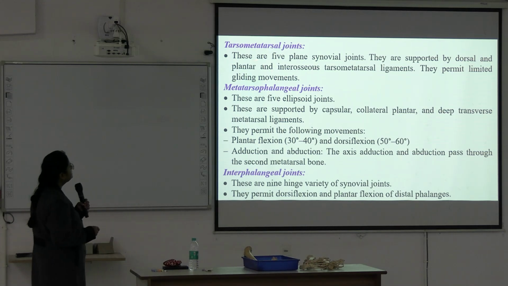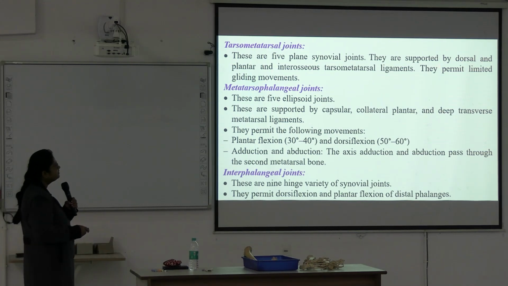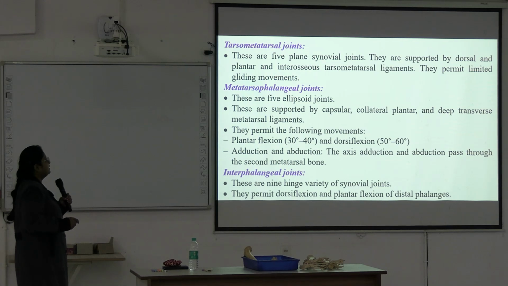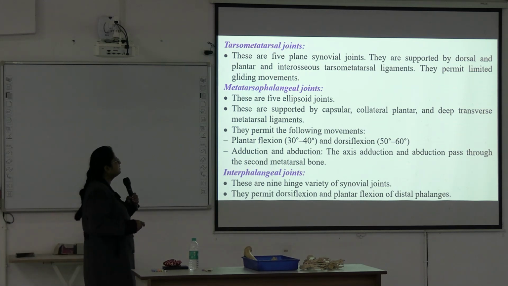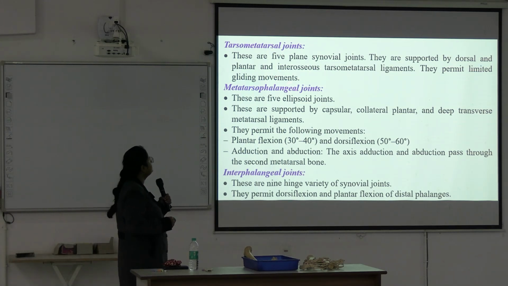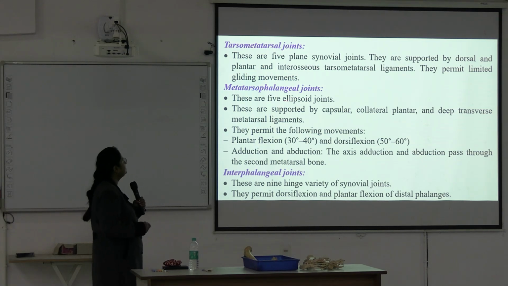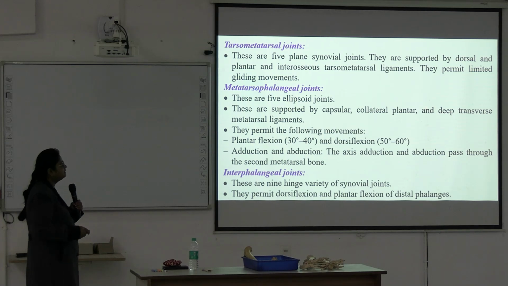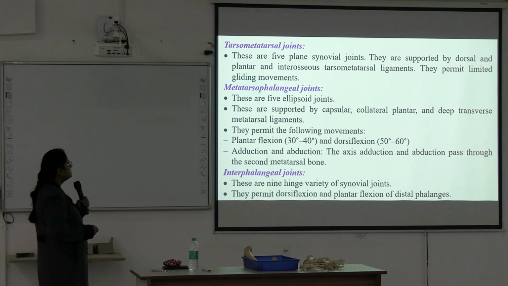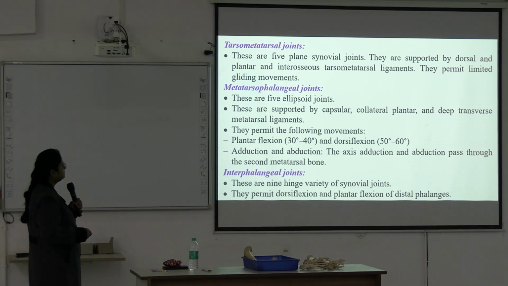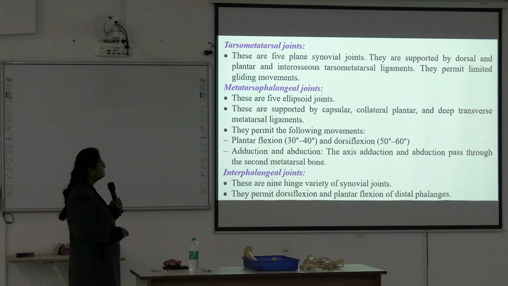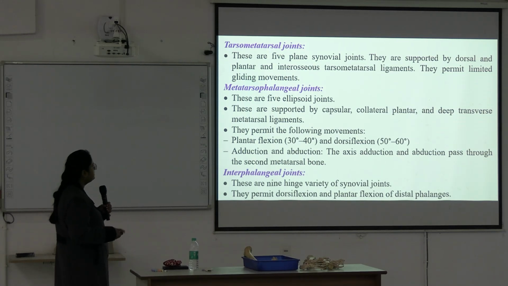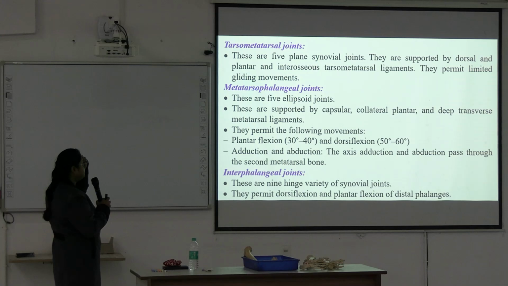is the tarsometatarsal joint. These are 5 plain synovial joints supported by dorsal, plantar and interosseous tarsometatarsal ligaments. They permit limited gliding movements. The metatarsophalangeal joints are 5 ellipsoid joints supported by capsular, collateral, plantar and deep transverse metatarsal ligaments. They permit plantar flexion of 30 to 40 degrees and dorsiflexion of 50 to 60 degrees. The axis of adduction and abduction passes through the second metatarsal bone.